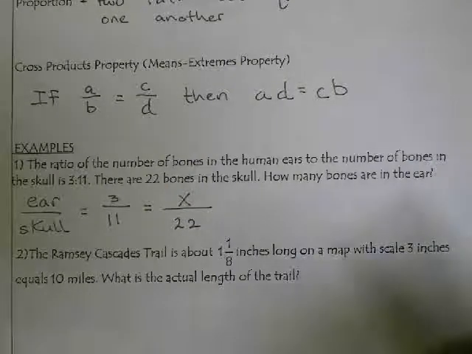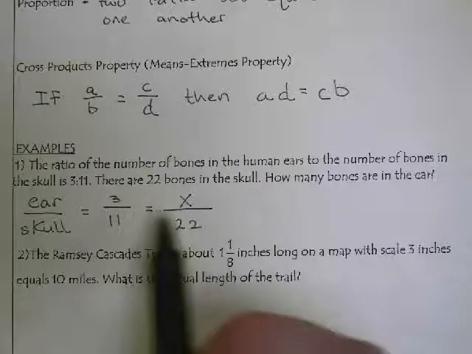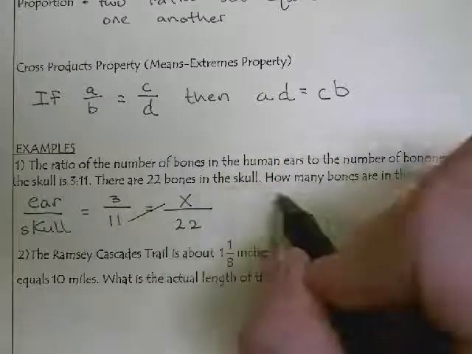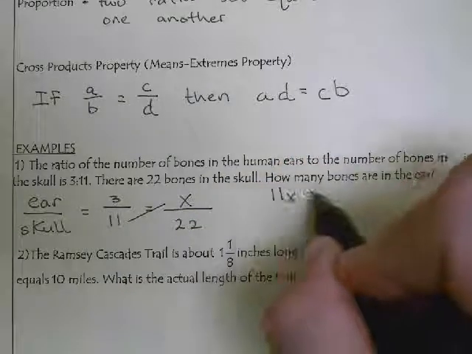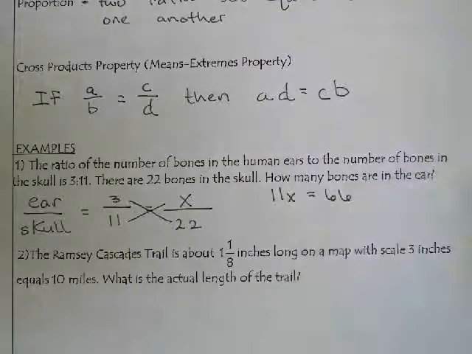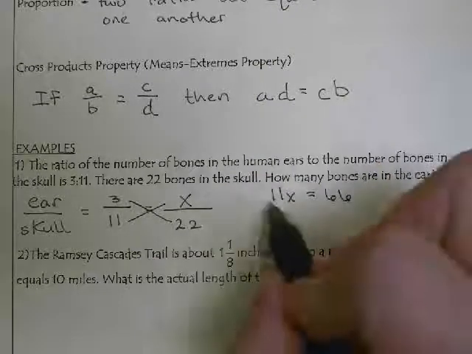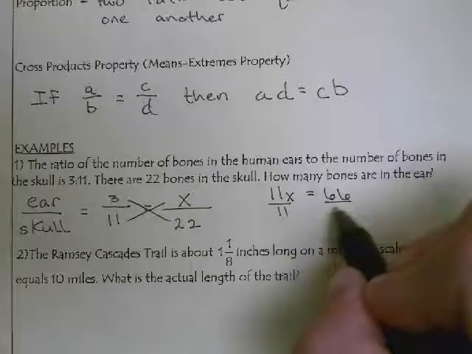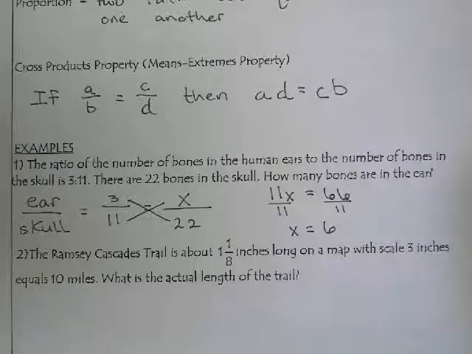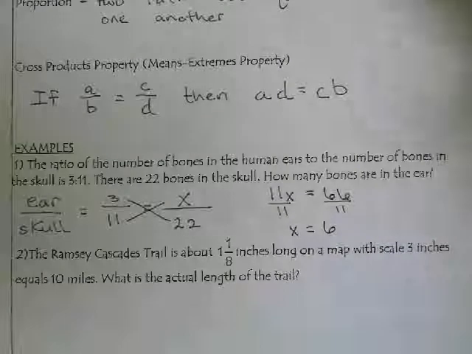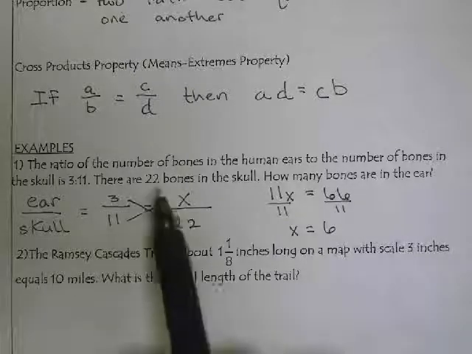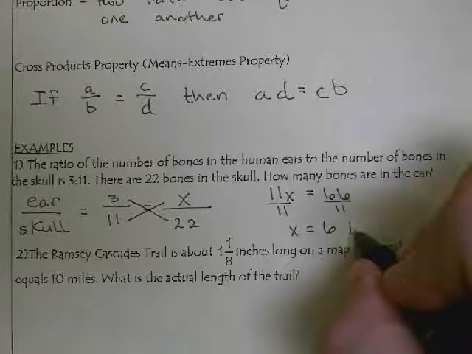Now, to solve this, we will cross multiply and then simplify. So I'll cross multiply and I get 11x is equal to 66. We'll divide both sides by 11 and x will equal 6. And when we use our units, since we're talking about bones, we'll have to say that x equals 6 bones.